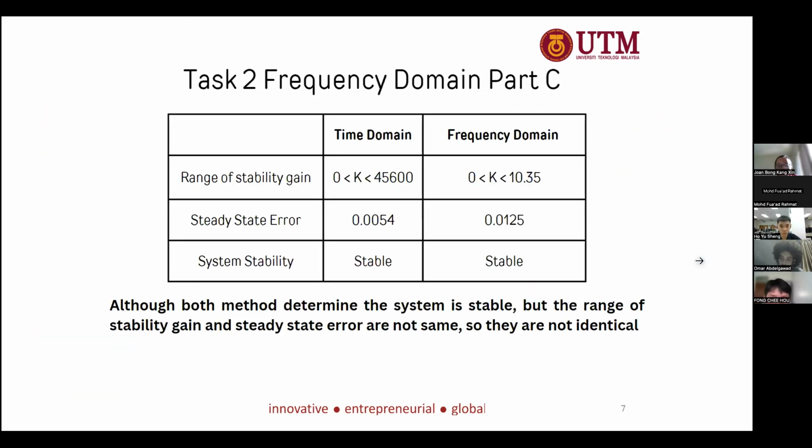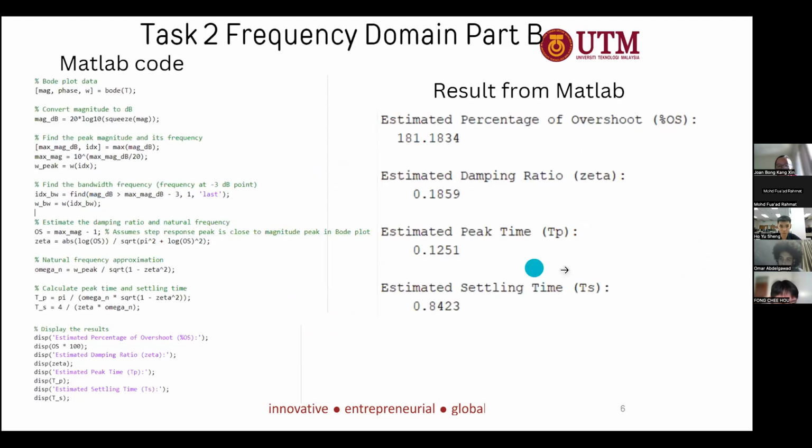Then next. What do you mean by squeeze? Previous slide, please. Squeeze magnitude. What do you mean by squeeze magnitude? Line number 4, 20 log 10 squeeze MAG.